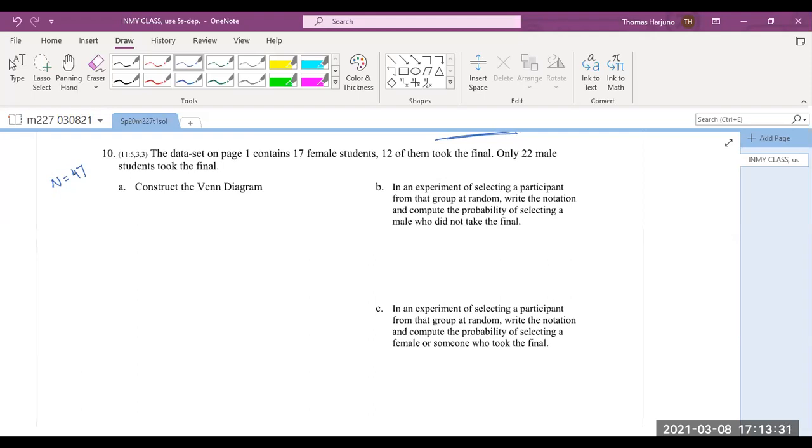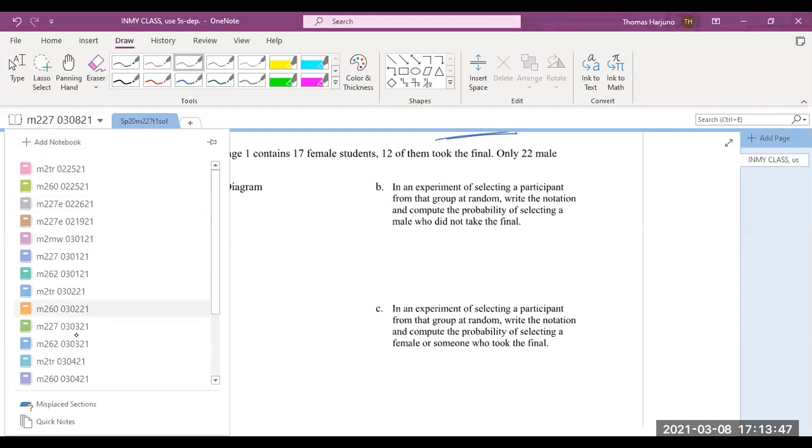Can you set up the Venn diagram? I somehow think, did we do this problem before? I somehow think we did. I think so. You think so? I have something very similar. I know we did something very similar, but I don't know if it's exactly the same numbers. Let me see. Last week.